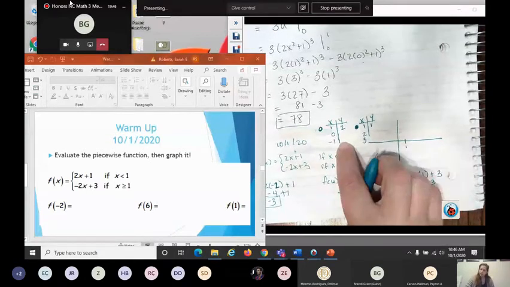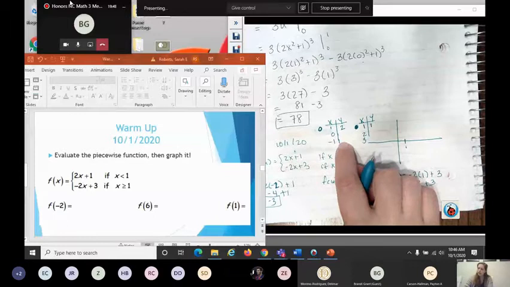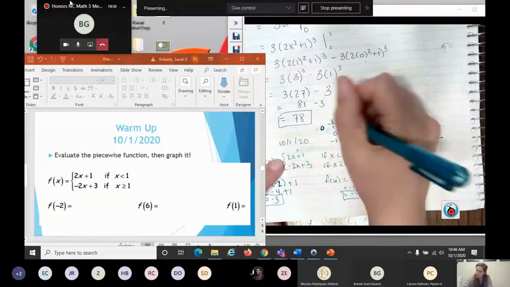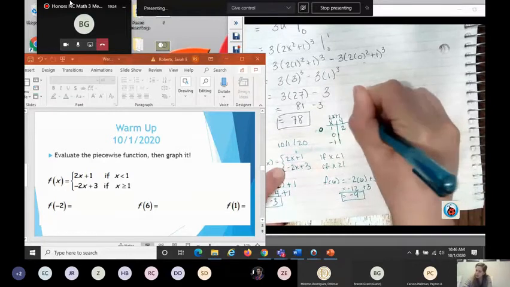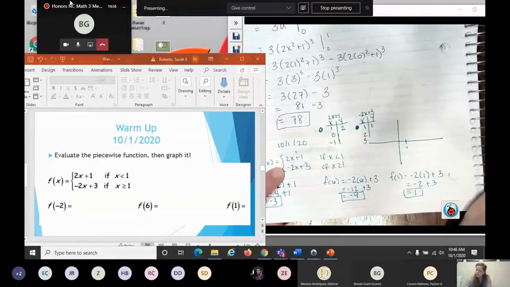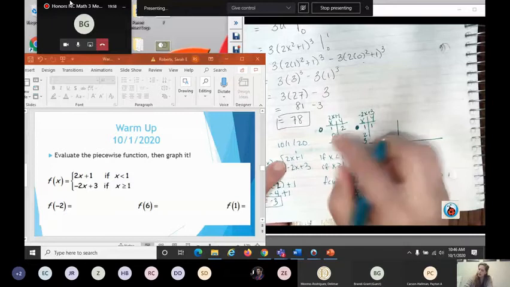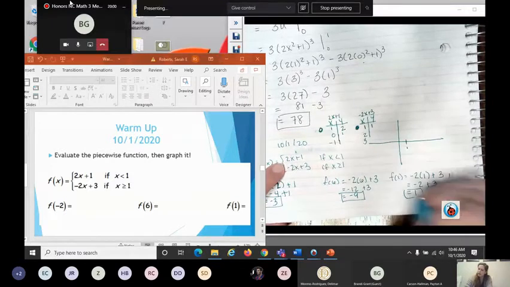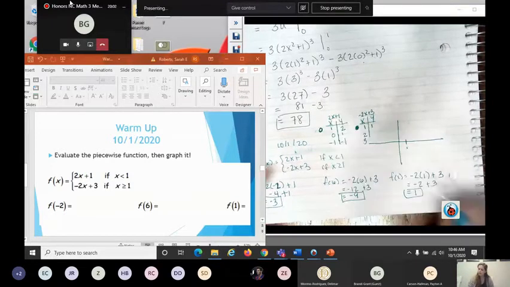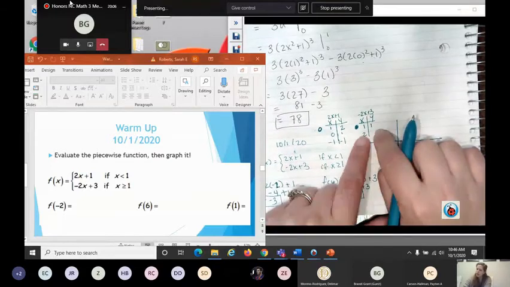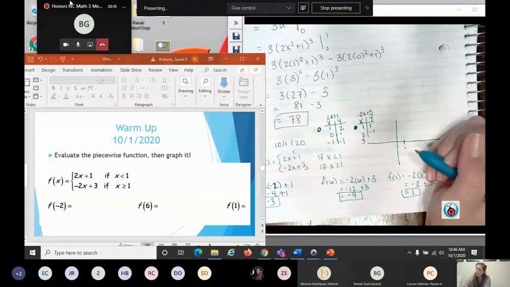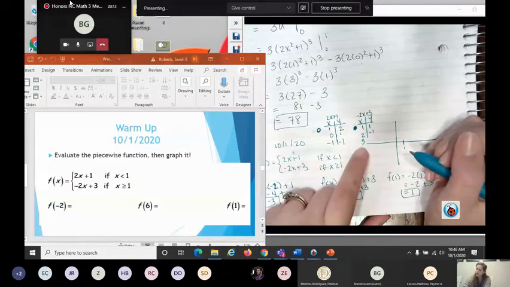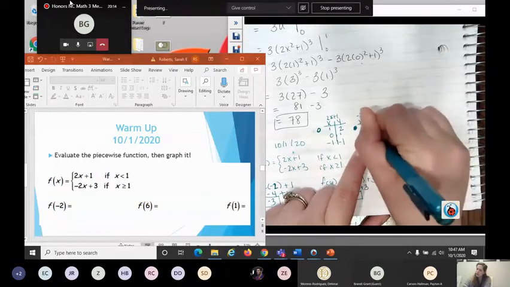We'll go ahead and finish it out with this one. So this table was for the 2x plus 1 function, and this table was for the negative 2x plus 3 function. If I sub 0 in here, I get 1, and negative 1 would give me negative 1. For this other function, I get negative 4 plus 3, which is negative 1. And then negative 6 plus 3, which is negative 3.